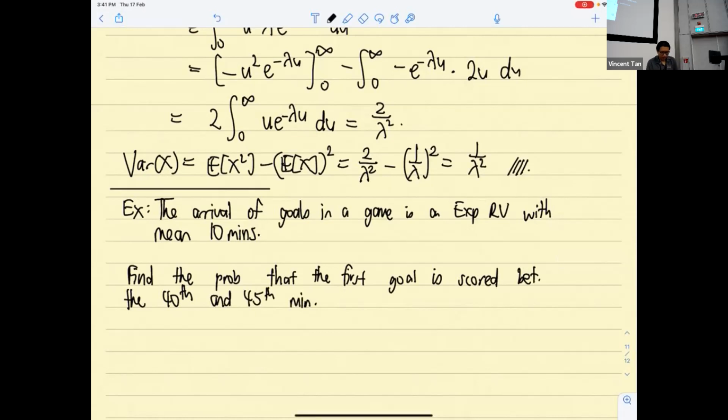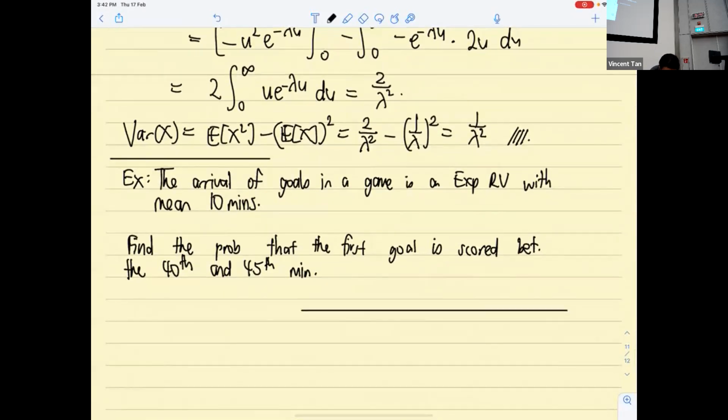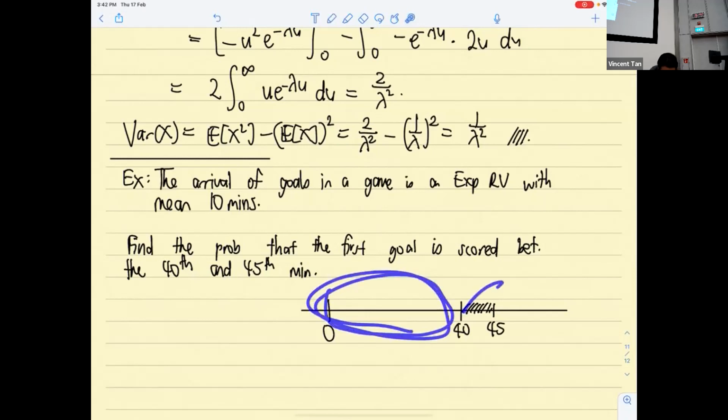There are a few things to unravel in this question. First and foremost, we know that we are dealing with continuous exponential random variables and the mean is 10 minutes. Now I want to compute the probability that the first goal is between the 40th and the 45th minute. So we have this timeline here: 0, 40, 45. Our first goal must lie here. There must be 0 goals from 0 to 40, and there must be 1 here. The first goal is scored between the 40th and 45th minute. That's the picture.